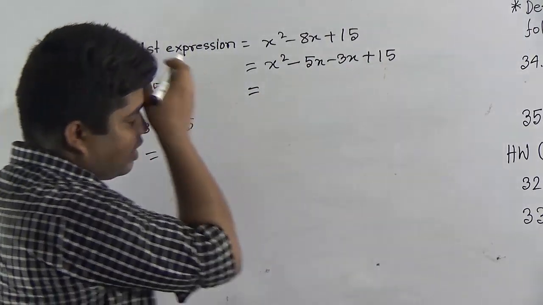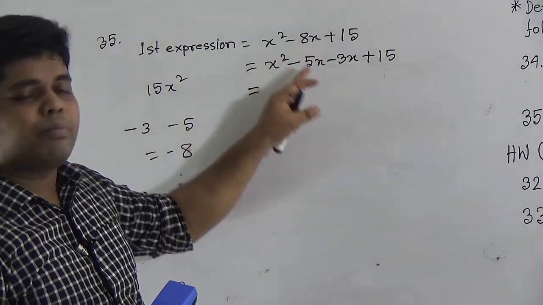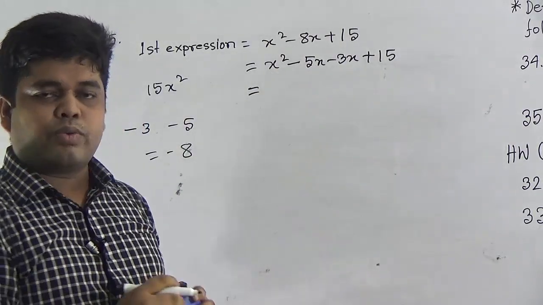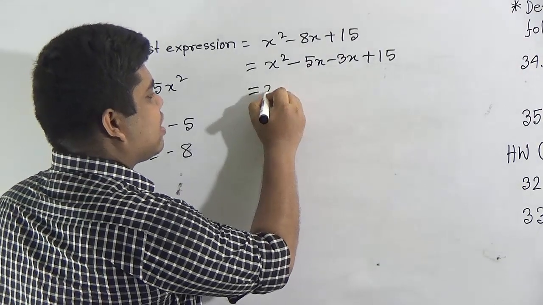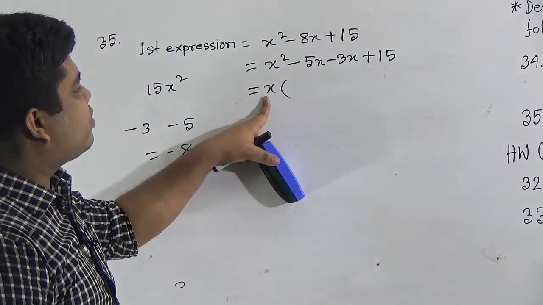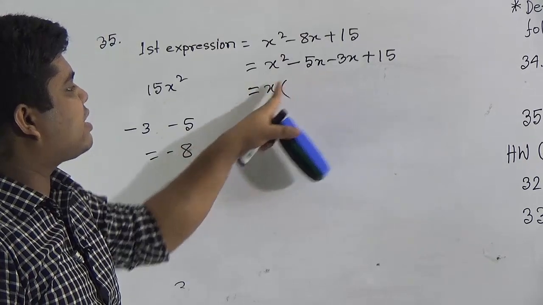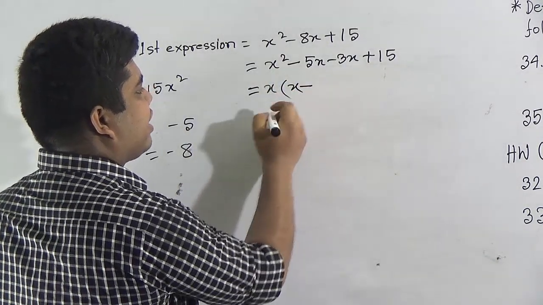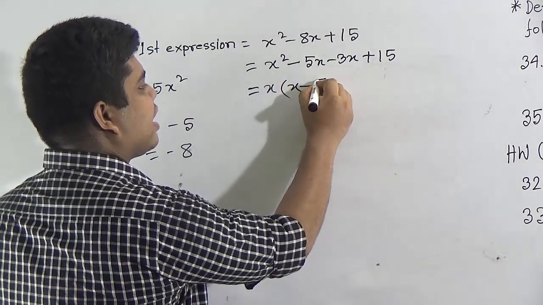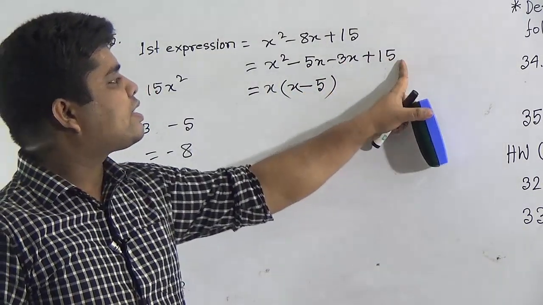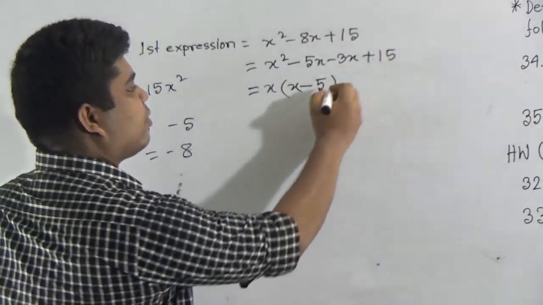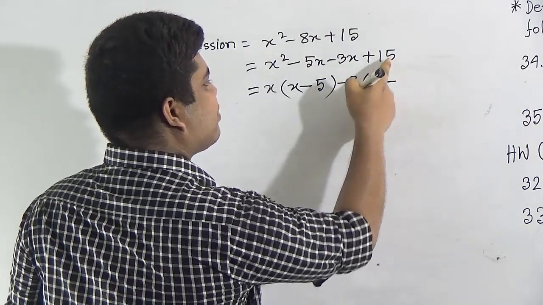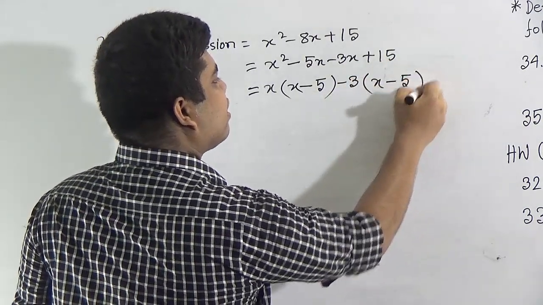I hope you understood how to break the middle term. Okay. From these two terms, x square minus 5x, which one is common? Yes, x is common. As x is common, we divide x square minus 5x by x, and if we divide x square by x, we get x, and if we divide 5x by x, then we get 5. And from these two terms, we notice minus 3 is common. That means minus 3 left x minus 5, since dividing 15 by minus 3 gives minus 5.